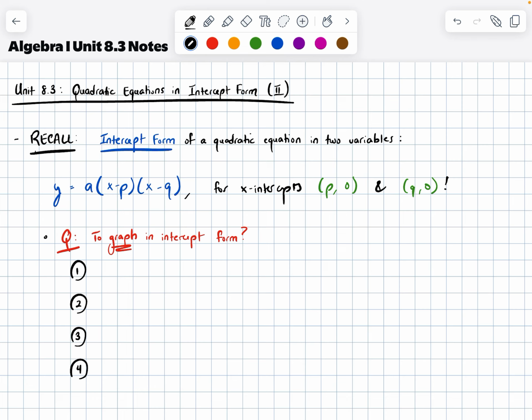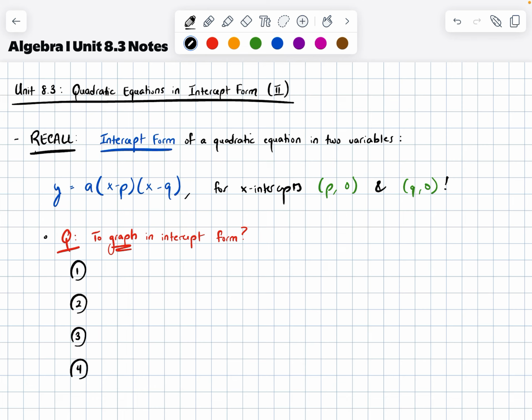Now I'll tell you, there are 4 steps to the procedure of graphing a quadratic equation in intercept form. Take a minute, take a chance. Who cares? Pause the video. What do you think some of those moves might be that I want to make as I'm building out my graph? Go! Alrighty, let's see if we've got any whammies.